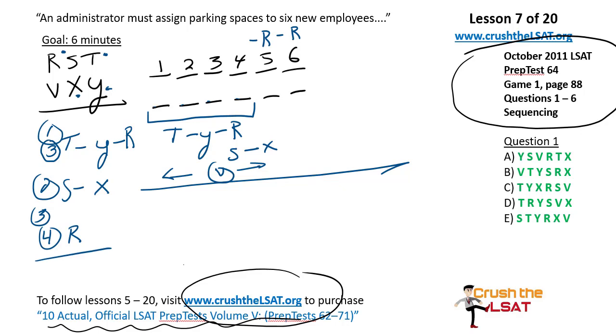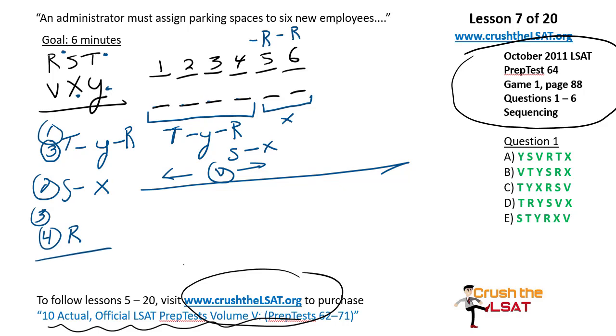How about X? Well, X, here's a helpful deduction. Can X go in slots 1, 2, 3, or 4? No, because 3 of those slots are filled by T, Y, and R. If X were in 4, there would be no place for S to go. X has to appear in slot 5 or 6.